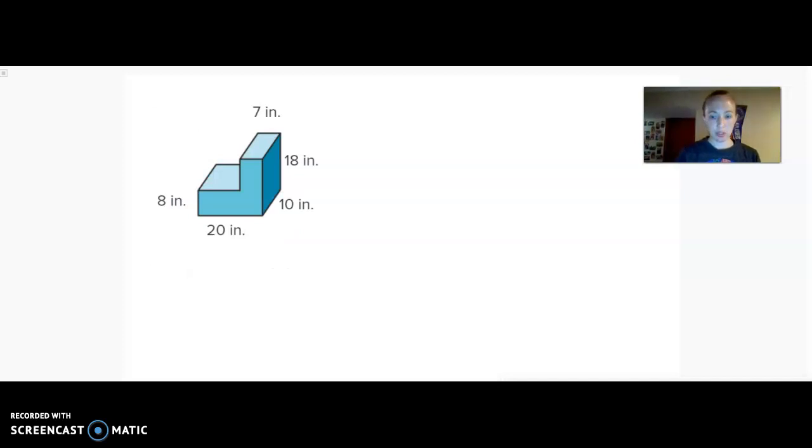I'm going to do this one with you too, because there's one more that I'll have you try by yourself. So, again, we can divide it either way. I'm going to divide it vertically again.